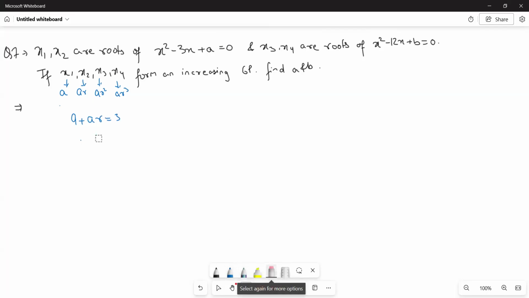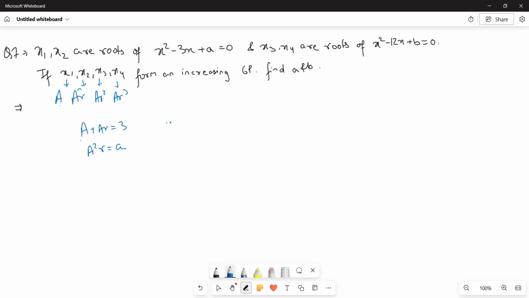Avoid confusion. Let's have it as A, AR, AR square, AR cube, just to avoid confusions, because A or B are already given in the question. So we'll have A plus AR is equal to 3, and A square R is equal to A. And from the second equation, we'll have AR square plus AR cube is equal to 12, and the product will be A square R power 5 is equal to B.